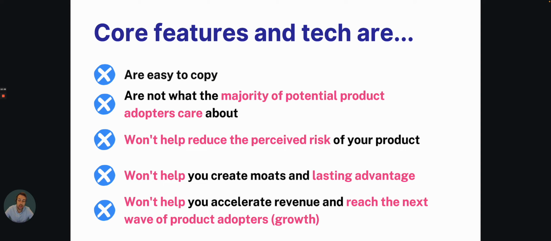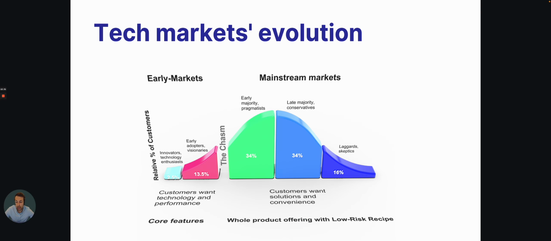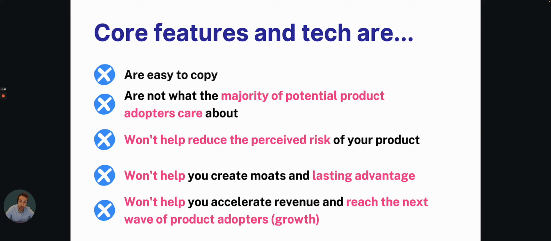So as soon as you can, move towards a vertical, and, well, depending on the stage of the market, right? We need to understand your stage of the market. But if you have a really complete product and then you can drive reputation, that's really difficult to copy, if not impossible. And you have lasting advantage. And core features won't help you accelerate revenue and reach the next wave of product adopters, meaning that if you're an early adopter and you keep focusing on features, you won't convince the mainstream market, and you get stuck with the early adopters, right? Your next wave of adopters should be in the mainstream, because it's where the big opportunity is, right?